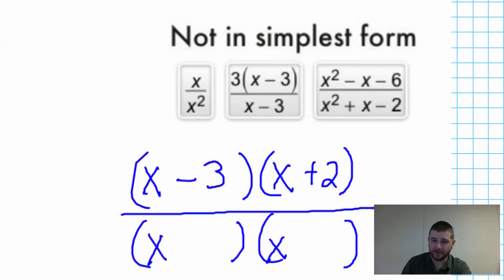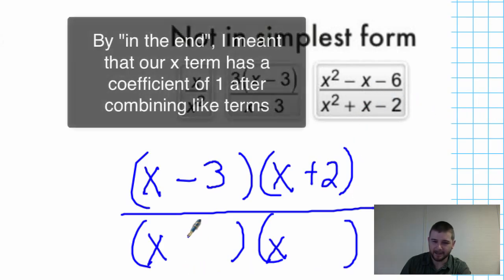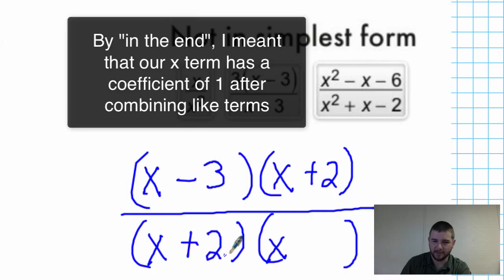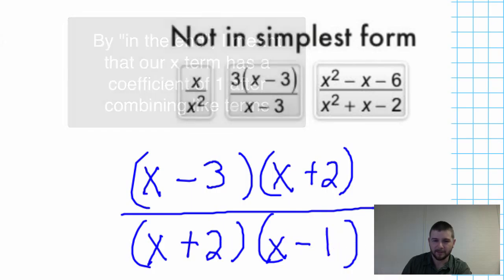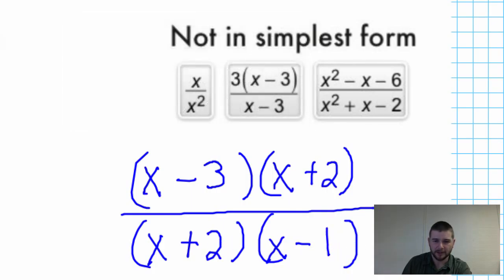Now, one of those will have to be negative, one will have to be positive, and we need a positive 1 in the end. So the 2 will need to be positive, x plus 2, and x minus 1. A quick check of FOIL, sure enough, brings us back to x squared plus x minus 2.